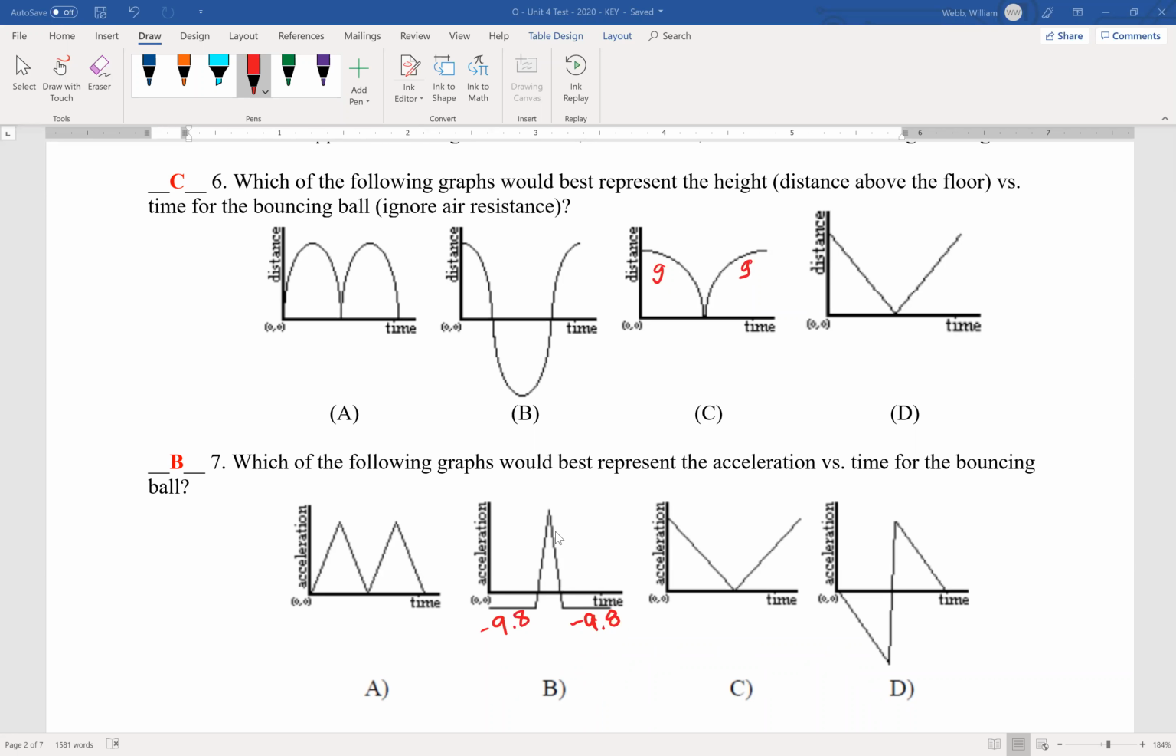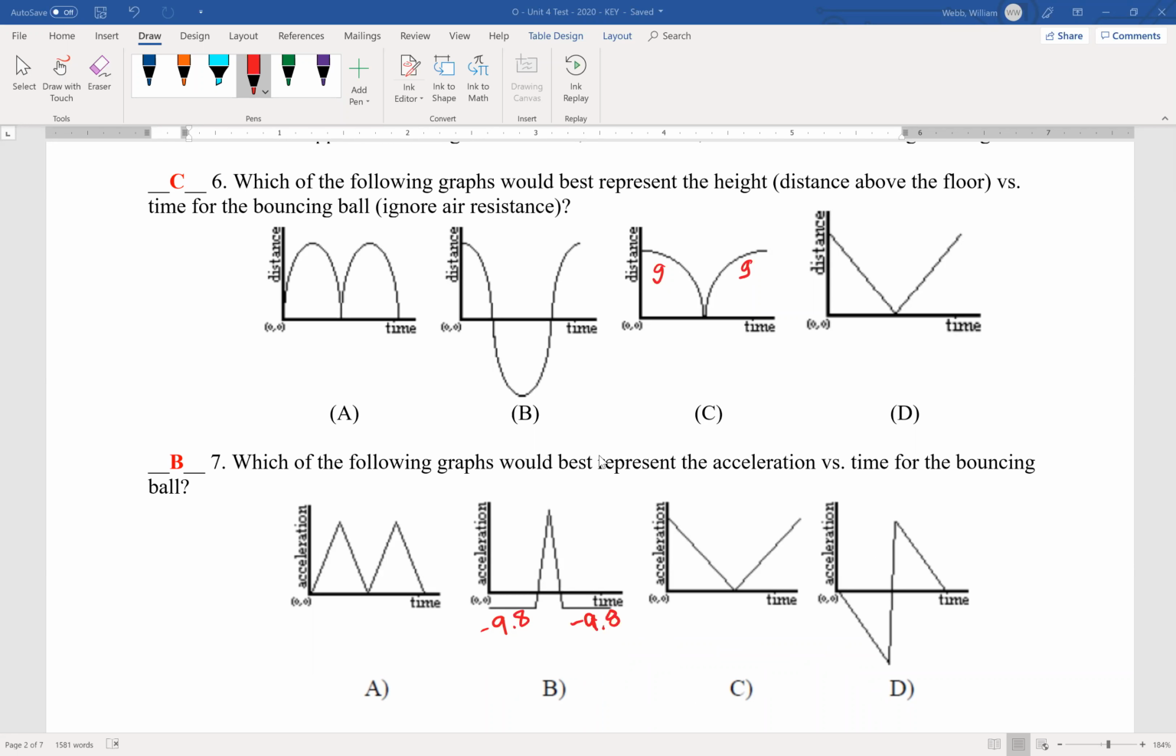What happens in the middle, whether you understand it or not, doesn't really matter. We'll learn more about that now that we're learning about forces, why it looks this way. But the key is recognizing that it has to have a constant acceleration equal to the acceleration due to gravity before and after the bounce. What happens during the bounce doesn't really matter because the other graphs don't work when we focus in on the acceleration before and after.